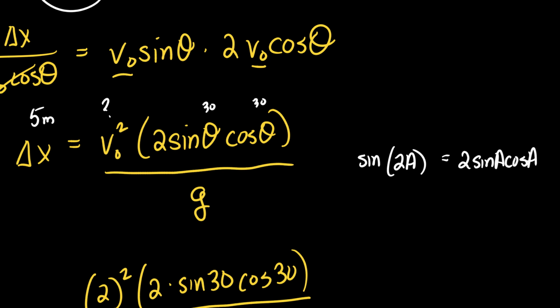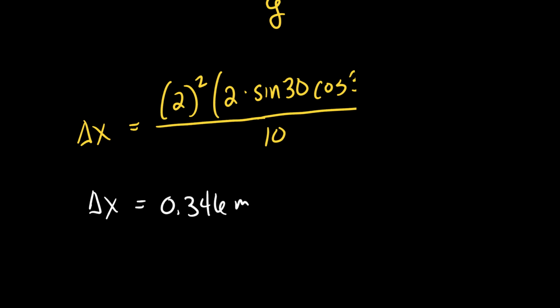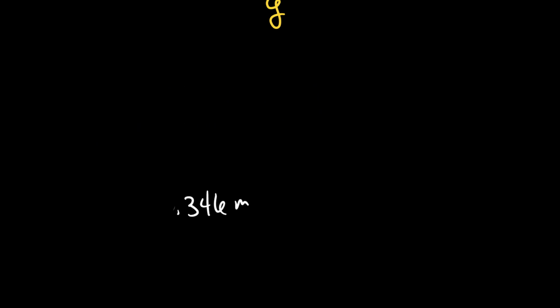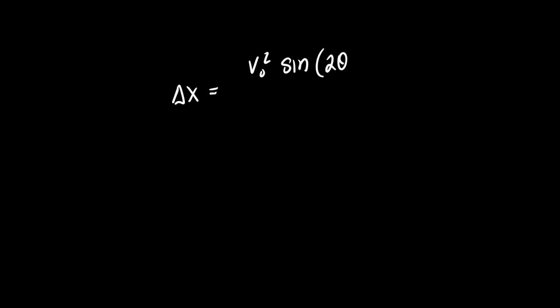I have a trig identity that could make this simpler. Do you see it? It says 2 sine A cosine A equals sine of 2A. So I'm going to substitute. And when I substitute, I will get delta x equals v naught squared sine 2 theta all over g.